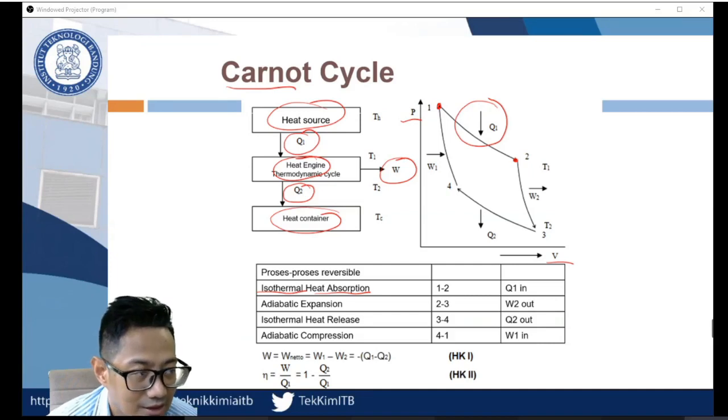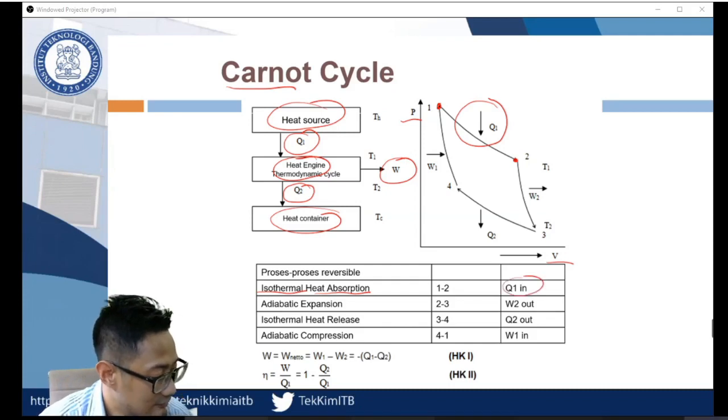In theory, it is not possible to have this condition. In isothermal process, the temperature remains the same, but we can absorb the heat. So that's why this is the ideal case. Why Carnot give isothermal? Because it will give the highest efficiency for thermodynamic cycle.